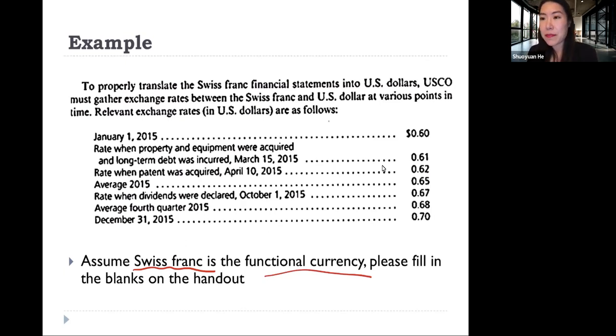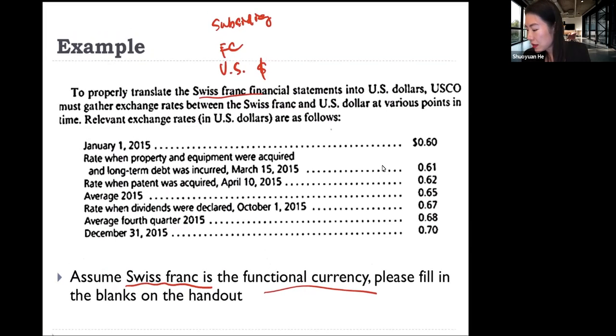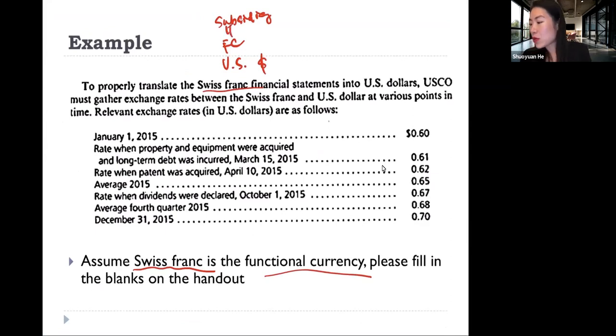The parent firm is a US firm, so it uses the US dollar, and the subsidiary is a Swiss firm which operates in Switzerland, so it is using the Swiss franc. The functional currency is the Swiss franc, which is equal to the local currency. So this is the reporting currency.